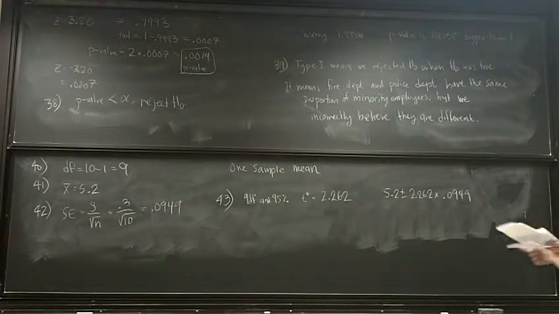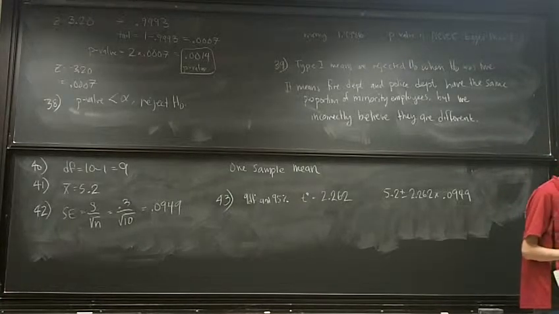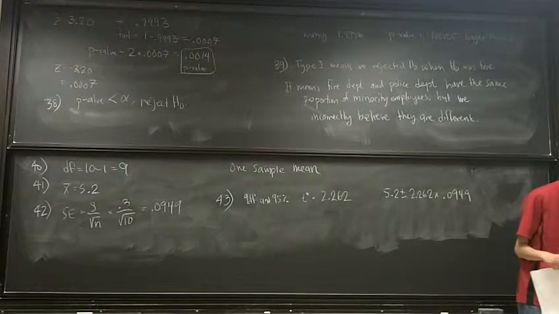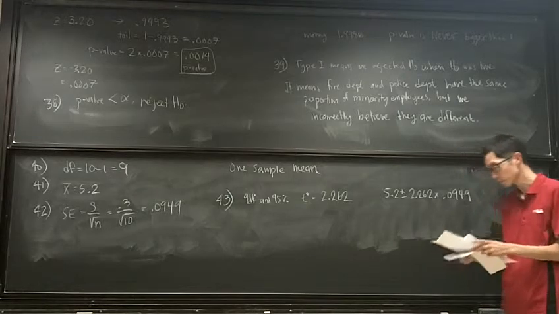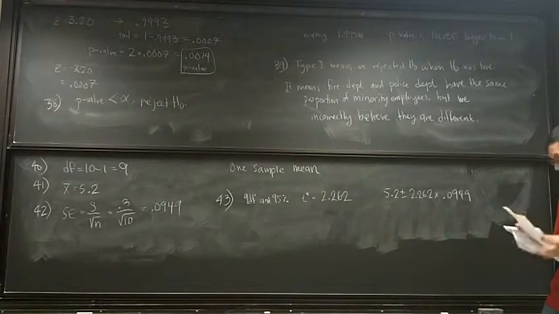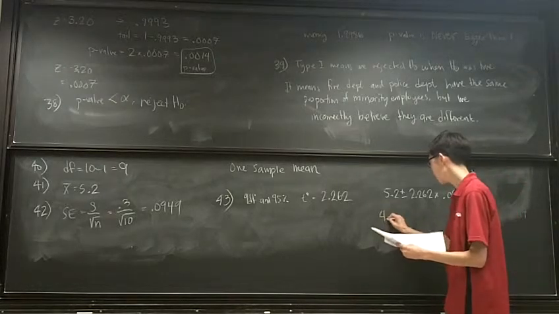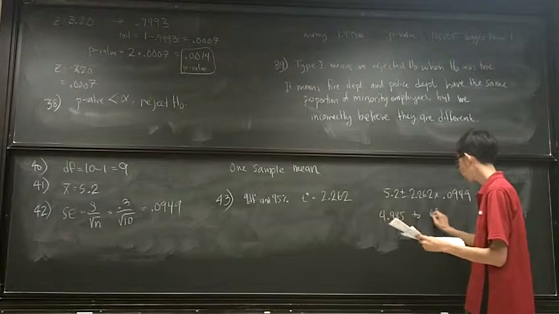Did I mess that up? I think you did 3 divided by the square root of 10. Oh yeah. Sorry. Okay. So when you do this, you get 4.985 to 5.415.